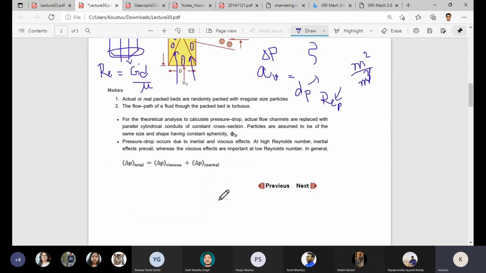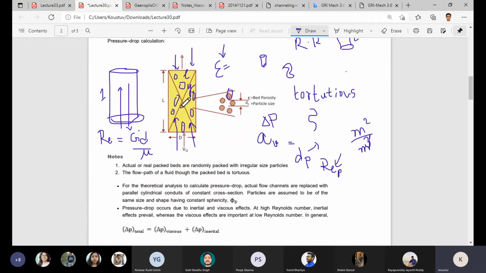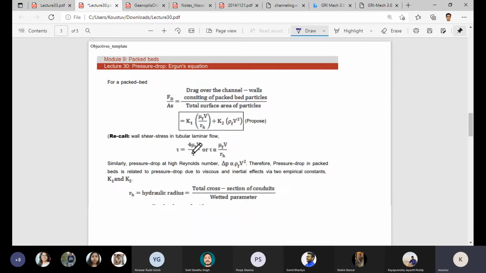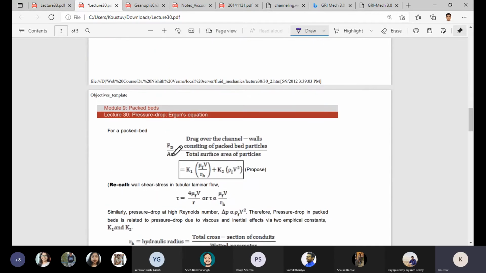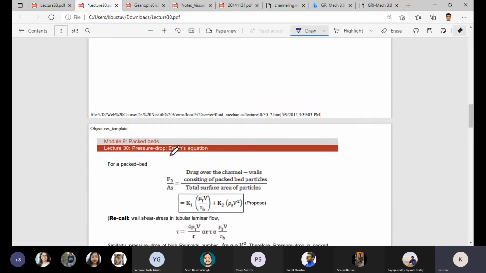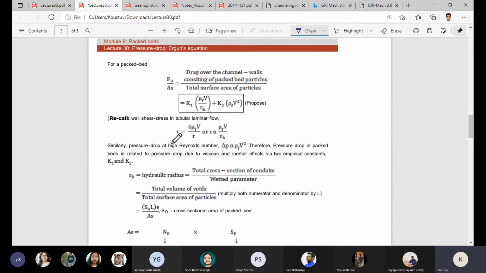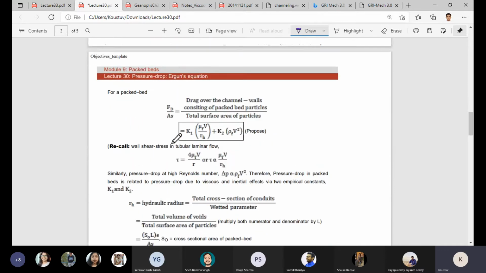Now you will agree that when flow encounters a solid object, or flow past a solid object which is immersed in that phase, we see some kind of drag. So we would start with this drag force per unit area of the surface, and from there we will go to the pressure drop expressions.